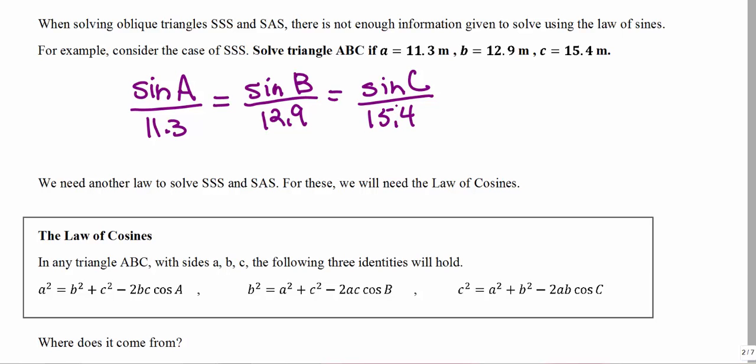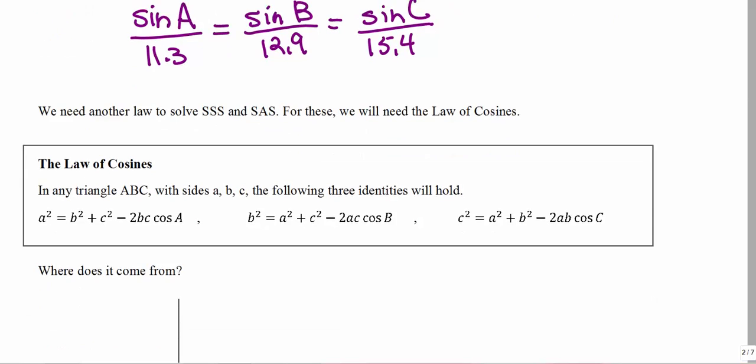So what we would see is that if I took any 2 of these fractions and set them equal to each other in an equation, any 2 of these fractions would always contain 2 unknowns. And if I'm solving a single equation, I can only have 1 unknown. So the law of sines is not sufficient for us to solve if we know 3 sides. And we will also see that it's not sufficient if I'm solving a triangle if I know the side, and then an angle in between, and then another side. So to solve for these, we need the law of cosines.